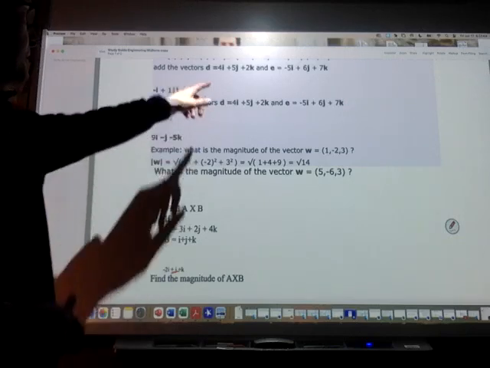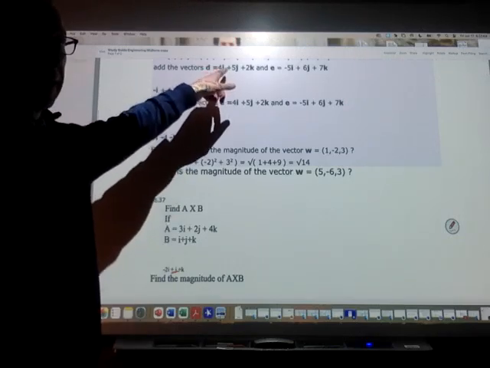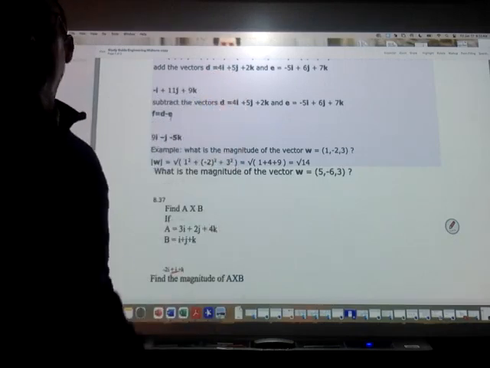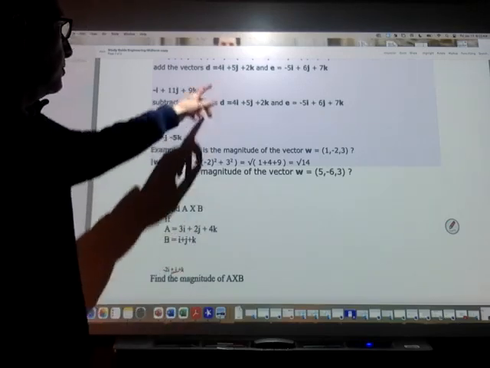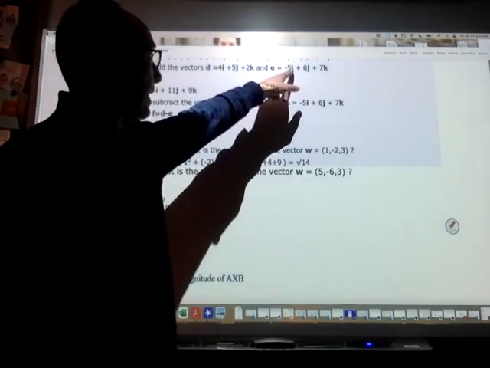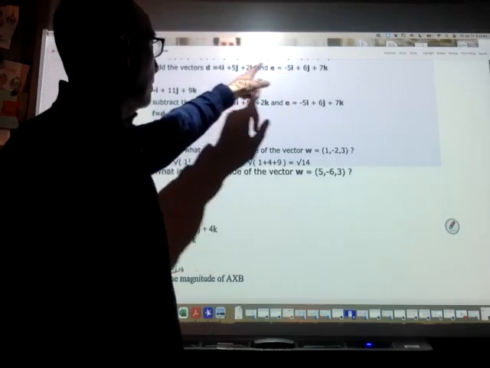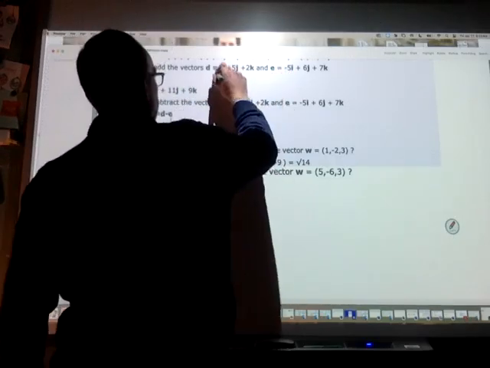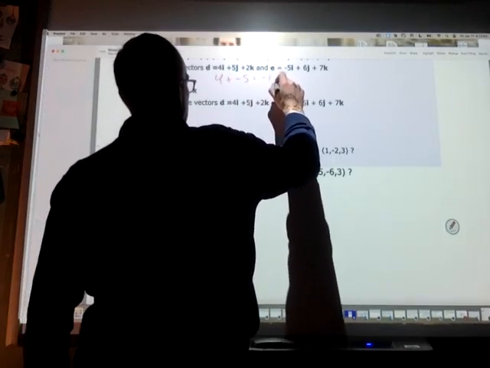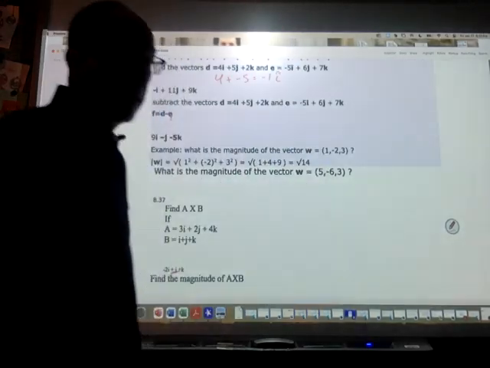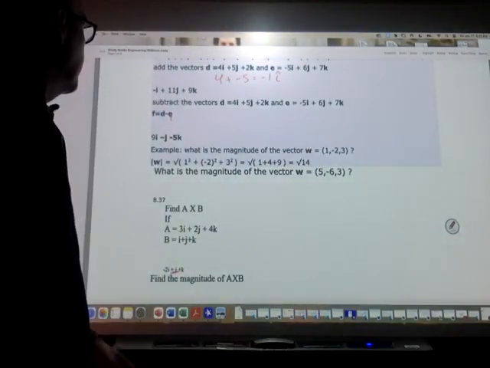Each one of these is representative of a unit vector in either the x direction for i, the y direction for j, the z direction for k. If we're adding them in this format, we're going to combine like terms. So I have 4i and negative 5i. So 4 plus negative 5 is going to give us negative 1. So that's going to be my i hat component.